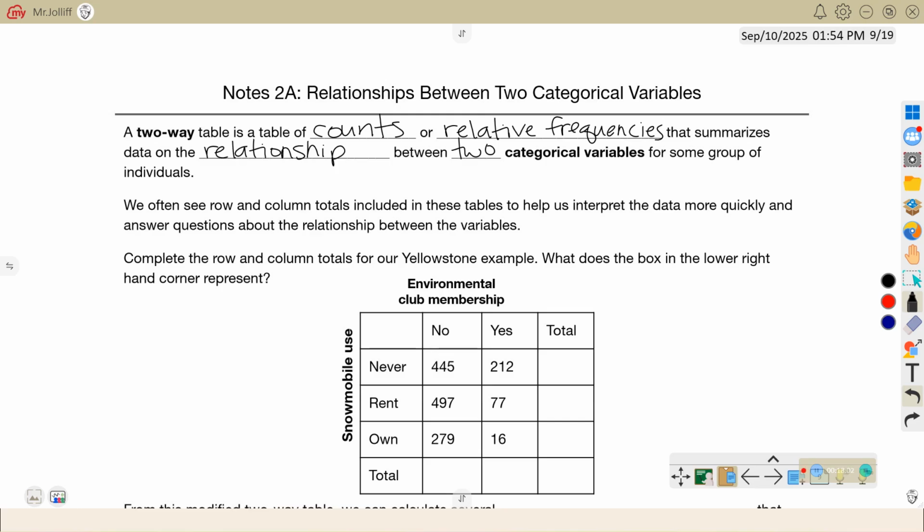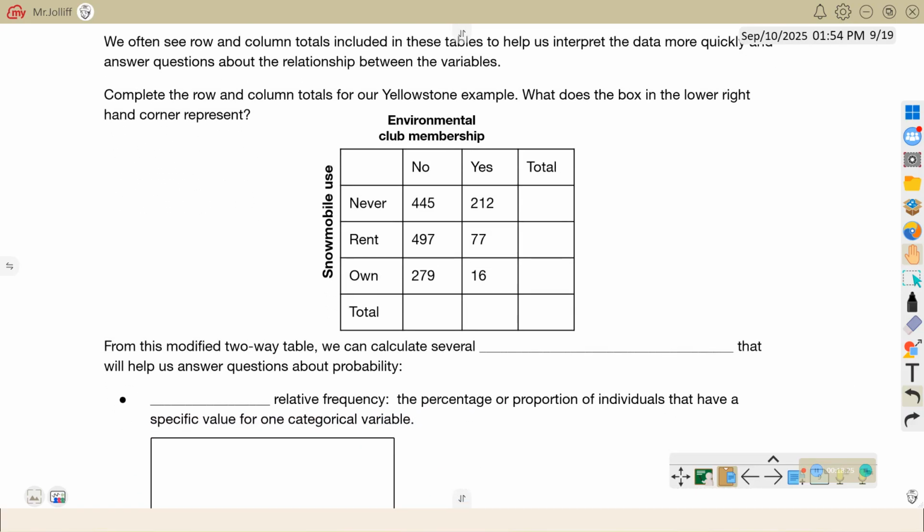So when we do two-way tables, we're going to do calculations with them to analyze the relationship between the two variables. It is most often useful to have the row and column totals built into the table. So if you are asked to construct a two-way table, you should include a total for the rows and totals for the columns. We're going to do that for our environmental club membership table.